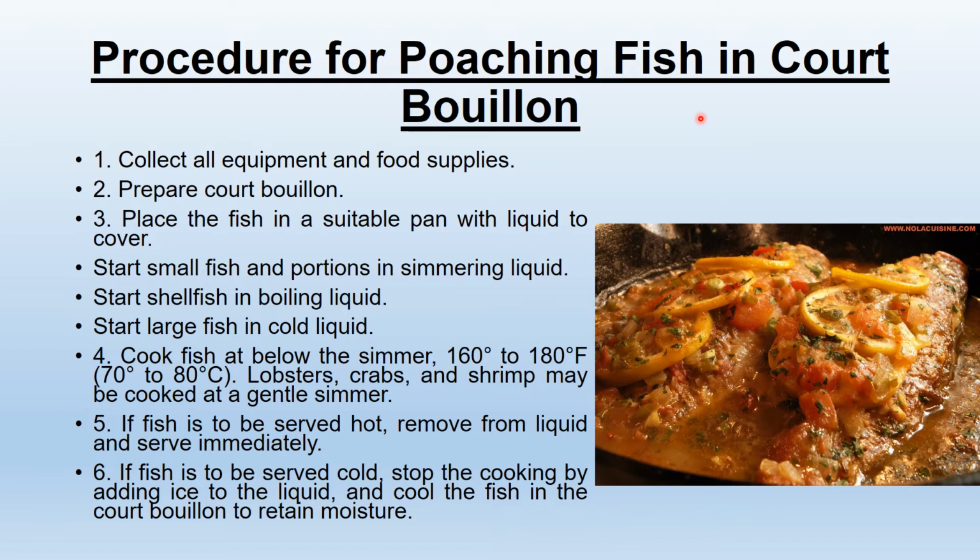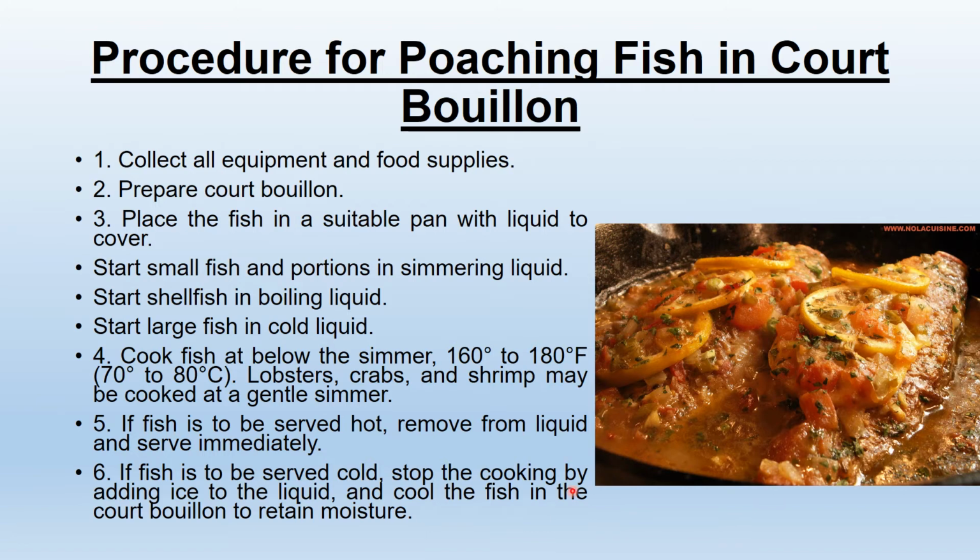Cook fish below the simmering point, which is 160 to 180. The lobster, crab, and shrimp may be cooked at a gentle simmering, a little bit higher. If the fish is to be served hot, remove from the liquid and serve immediately. If the fish is going to be served cold, stop the cooking by adding ice to the liquid and cool the fish in the Court-bouillon to retain moisture.